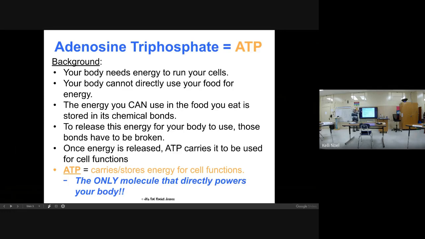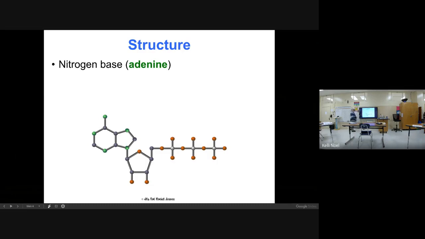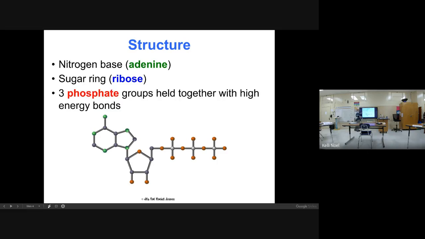All right, so here's the structure. You may see it, and down at the bottom of your note on that page, that first page, there's this picture here. You may want to label parts of it. It'll come in handy later. You have a nitrogen base. We call it adenine. You have a sugar, which is ribose, and you have 3 phosphate groups that are held together with high energy bonds. And so this is the structure for adenosine triphosphate, ATP.